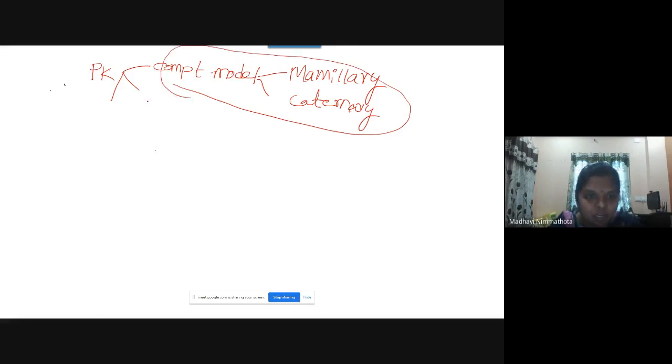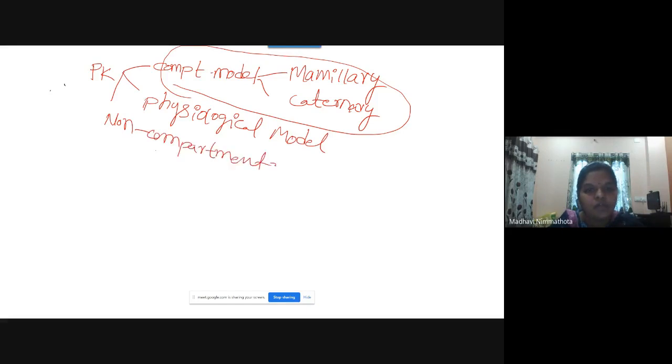Then the next models are the physiological model and non-compartmental analysis. For determining the pharmacokinetic parameters, you need to calculate various kinetics and dynamics from these kinds of models.